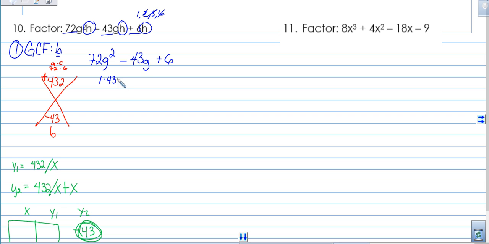1 and 432, and it needs to add to 43. So that's going to give us 433. So now you're going to do 2, and that would be 216. Well, that's going to give me 218. 4 plus 3 is 7 plus 2 is 9, so that means 3 will work. And you'll get 134. Okay? And that gives you 137. So we're not even close. So let's try 4. Okay? So it'd be 4 and 108, which will give us 112.